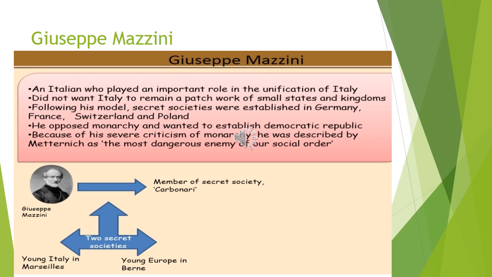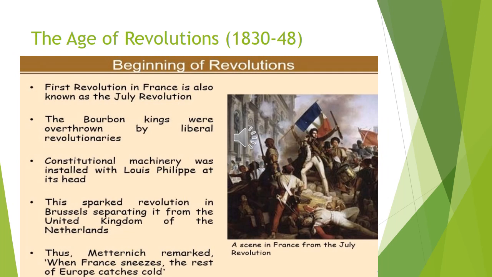And he was also the member of a secret society known as Carbonari. And he himself formed two secret societies to carry out the work of the revolutionaries. He formed the Young Italy in Marseille, and he also formed Young Europe in Bern. The period between 1830 and 1848 is known as the Age of Revolutions in Europe.